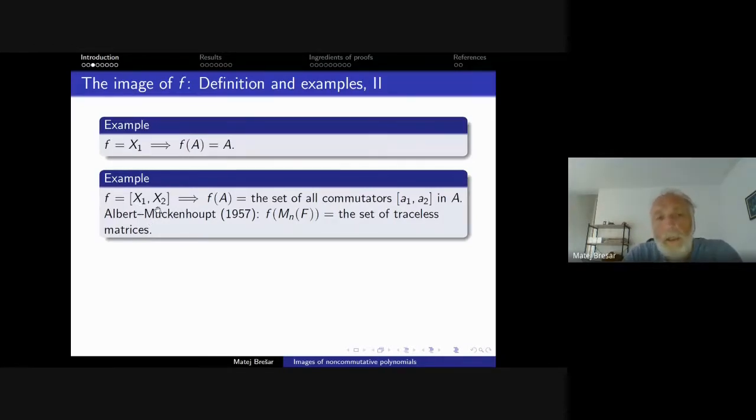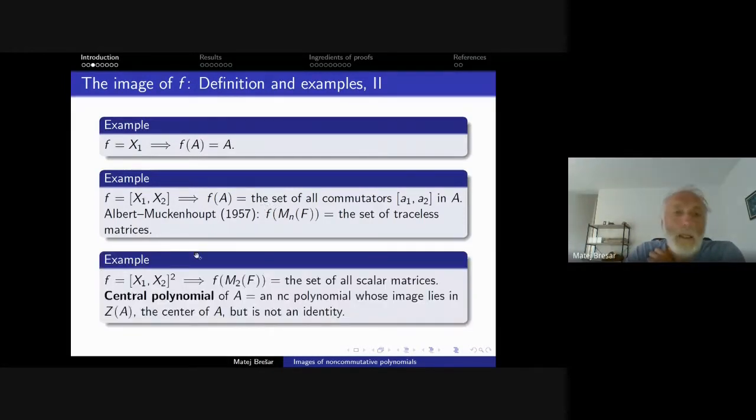If we take the commutator, then the image is, of course, the set of all commutators in the algebra. An old theorem states that in the case of matrices, the image of this particular polynomial is the set of all trace zero matrices. It is obvious that every commutator has trace zero, but this theorem states that the converse is also true, so that every trace zero matrix is a commutator.